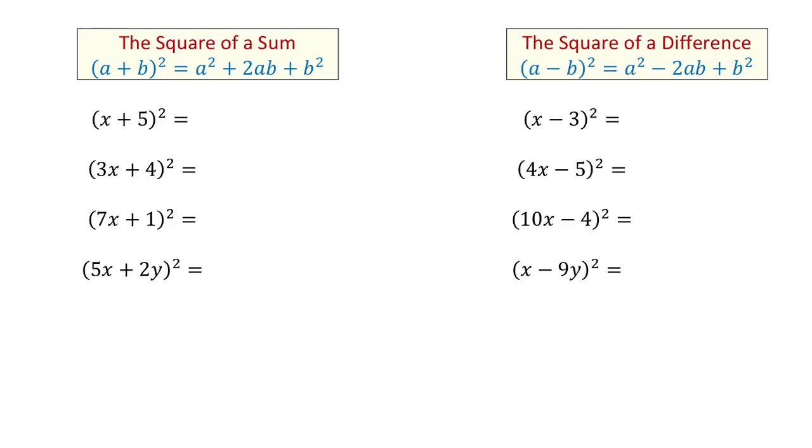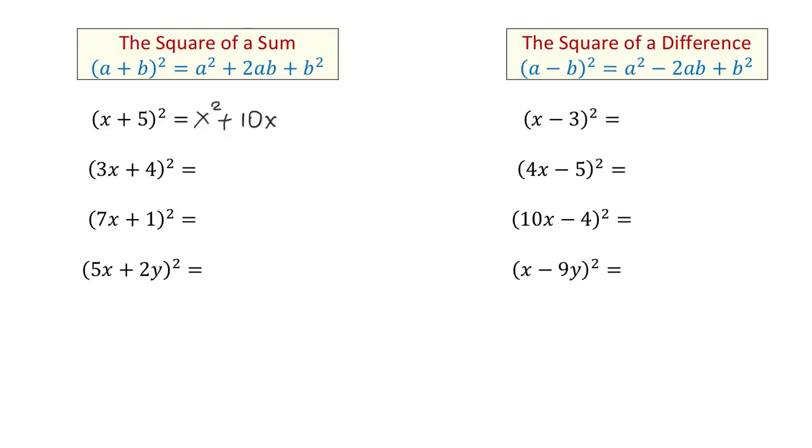We will try the same in the example (x + 5)². Let's start with x, and we will raise x to the second power. X to the second power we will write as x squared. Plus, for the next term, we will take x and multiply by 5, that is 5x, and then we will double 5x. When we double 5x, that will give us 10x.